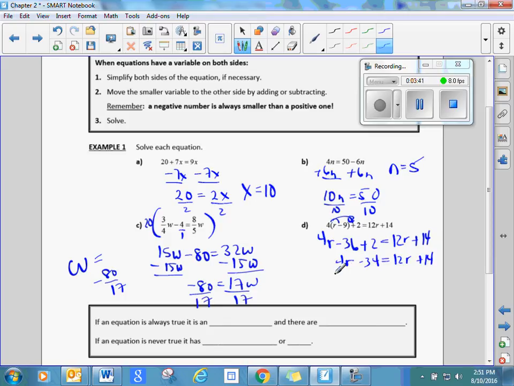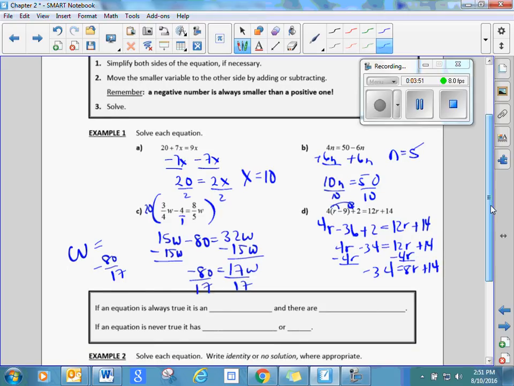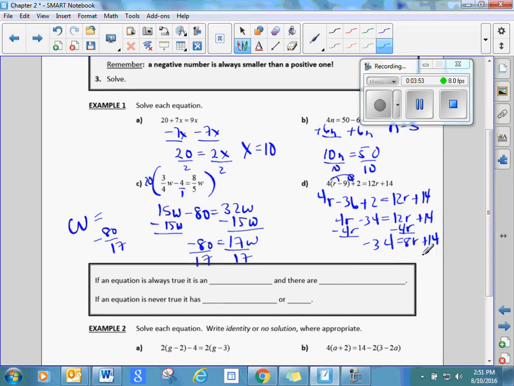And now I'm going to move the 4r, which is smaller, to leave me with negative 34 equaling 8r plus 14. Apparently I can't write small enough. Good luck to you guys. Minus 14, minus 14, and we end up with negative 48 equaling 8r, or r is going to equal negative 6 when you divide both sides by 8.